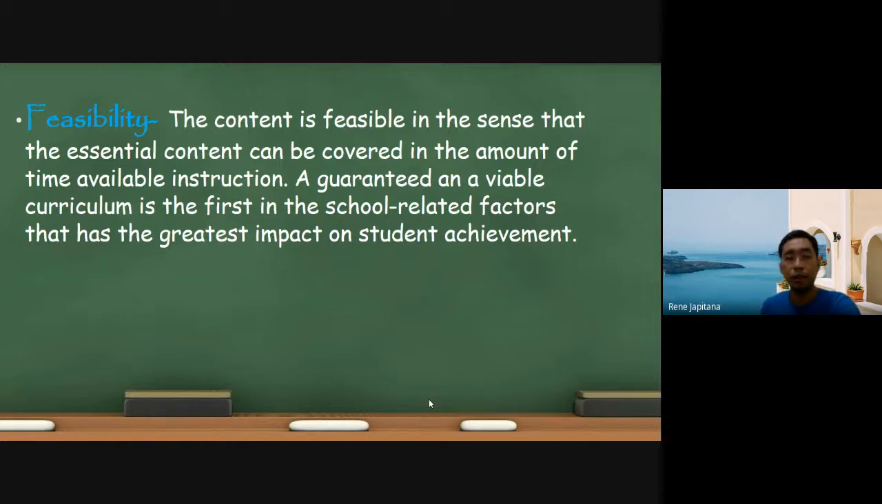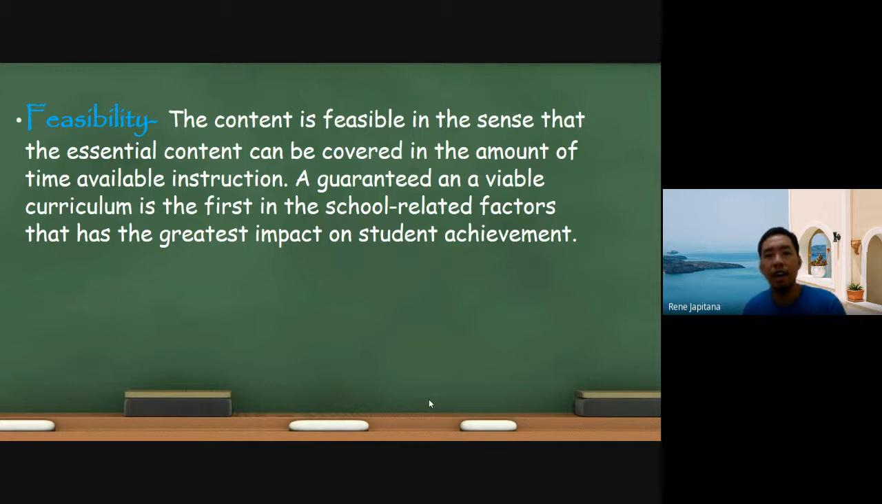So as teachers, we also need to consider that a certain competency or content must be given enough time and not be rushed because we are out of time. We should not say, we need to proceed to the next content because we are running out of time. That should not be our principle as teachers. Our principle as teachers is that we make every content feasible, with enough time given to it.